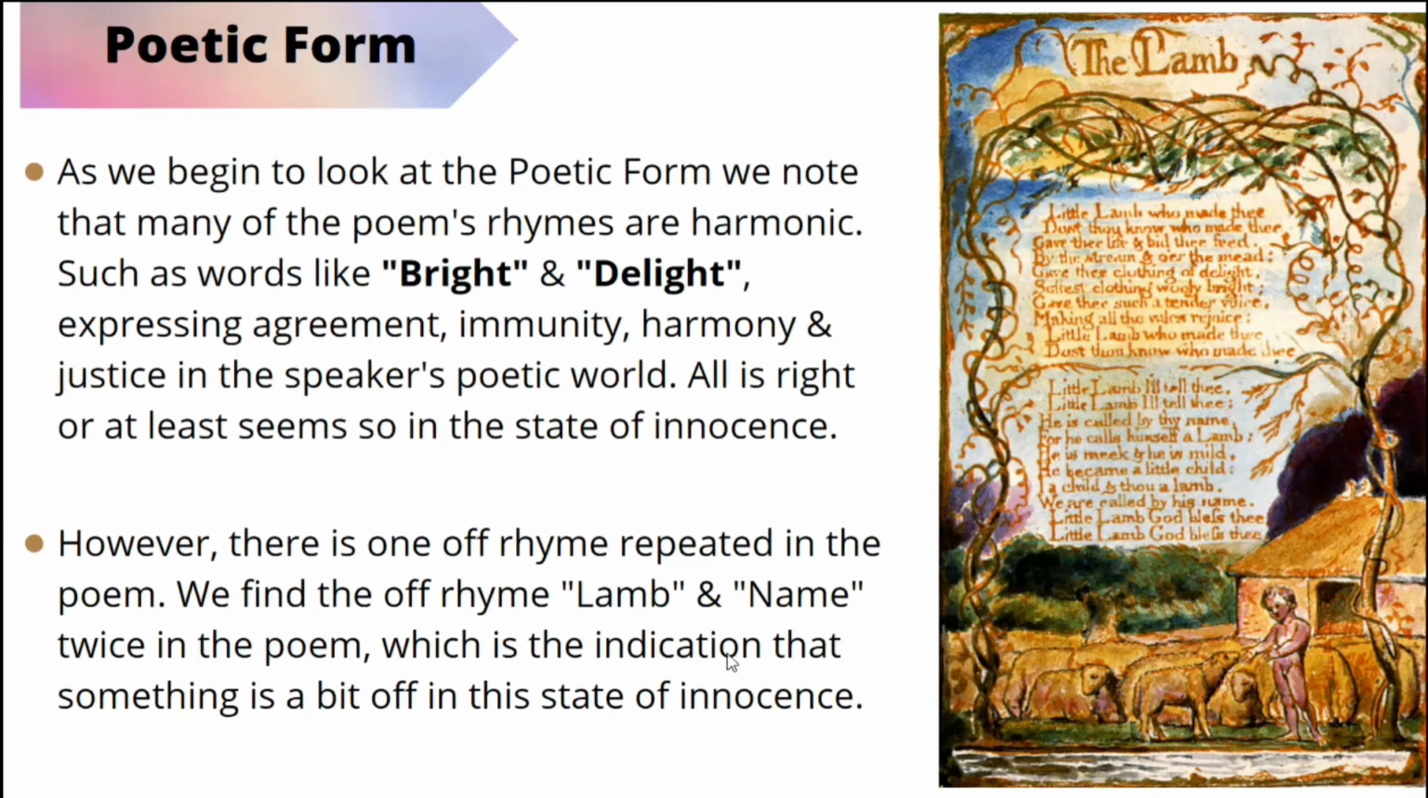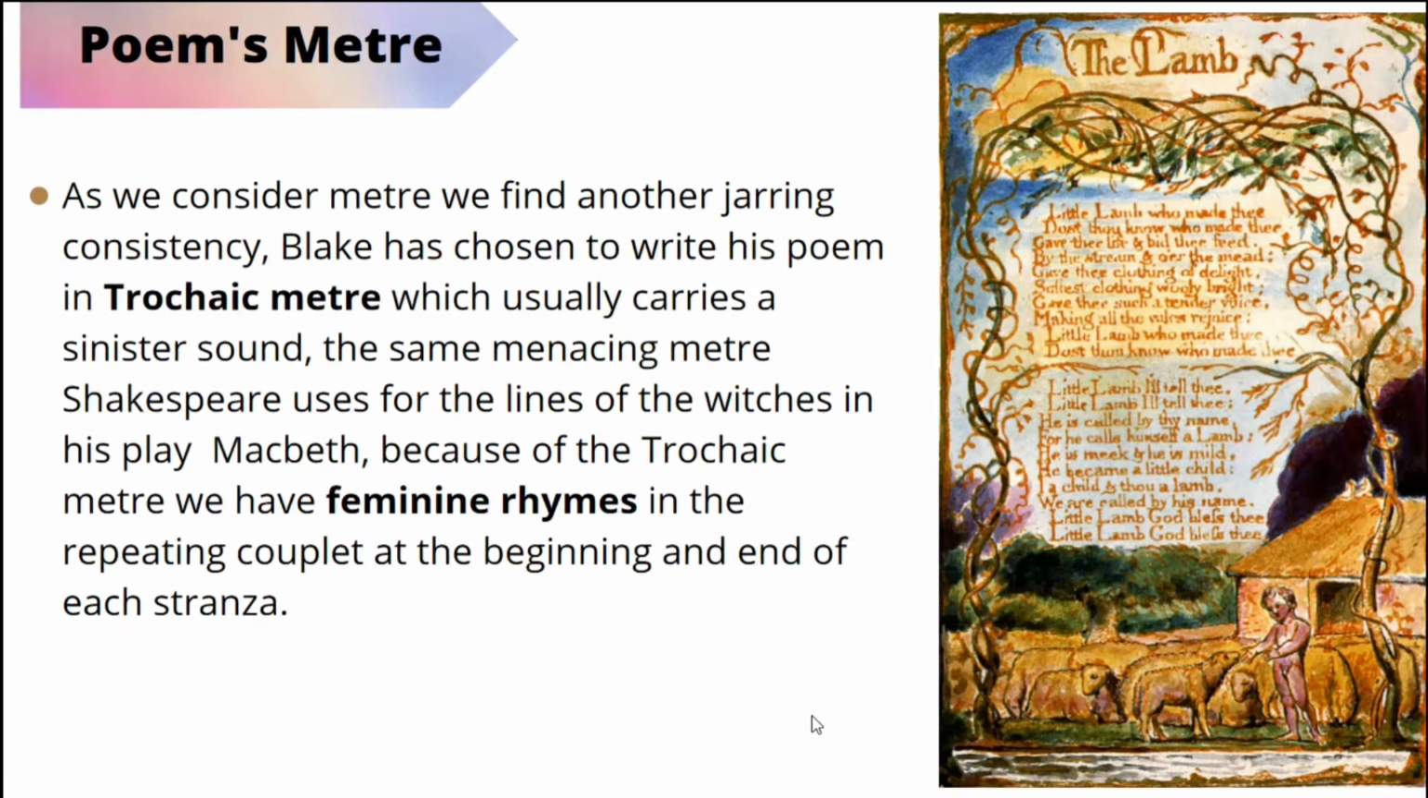We can find lamb and name in the poem twice, which is an indication that something is a bit off in the state of innocence. In the poetic meter, as we consider, Blake has chosen to write his poem in trochaic meter, which usually carries a sinister sound, the same menacing meter Shakespeare uses for the lines of the witches in his play Macbeth.